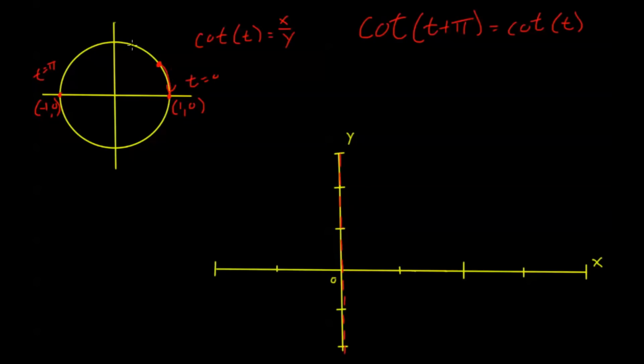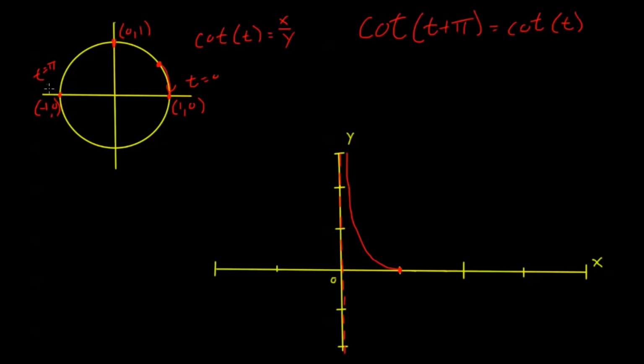But again, at pi over 2 up here, this is the point 0, 1. So here my cotangent equals 0 over 1, or just 0. So that's going to be this point right here at pi over 2. And as I go to the left here towards x equals 0, my cotangent is exploding. It's getting bigger and bigger and bigger.